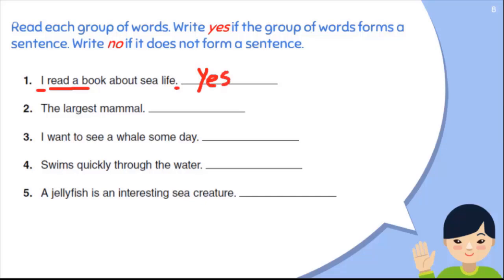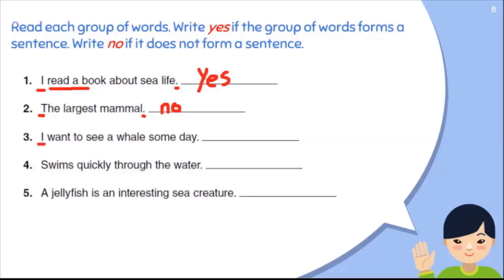The second sentence, the largest mammal. The largest mammal, capital letter, end point. But what's wrong with the largest mammal? There is one part missing. So is it a sentence? Of course it's not a sentence. So I write no.